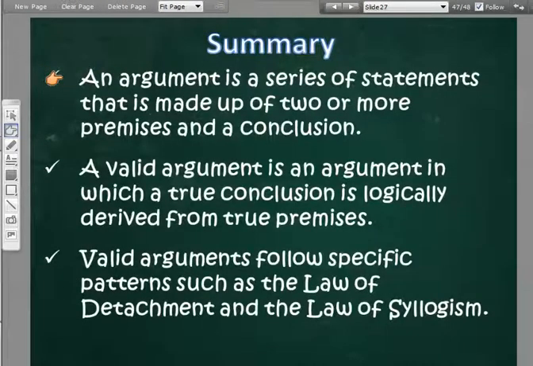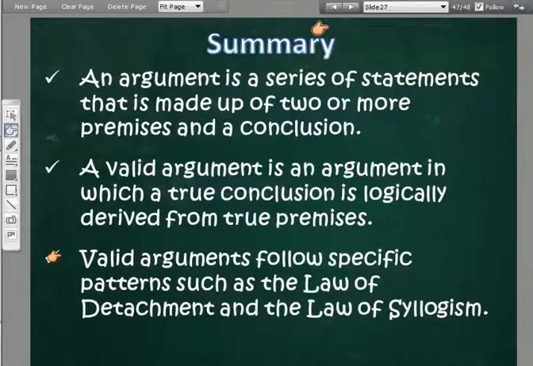Your summary: an argument is a series of statements that is made up of 2 or more premises and a conclusion. A valid argument is an argument in which the true conclusion is logically derived from true premises. Valid arguments follow specific patterns such as the law of detachment and the law of syllogism.